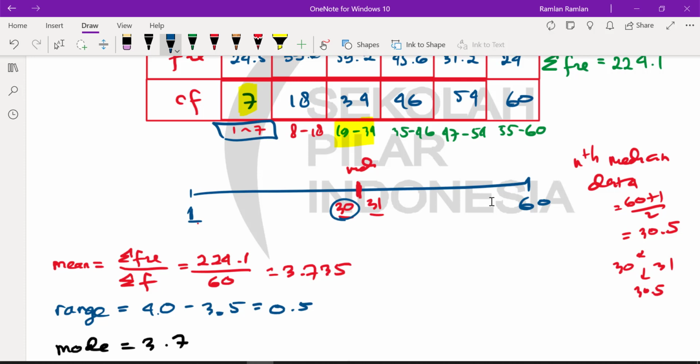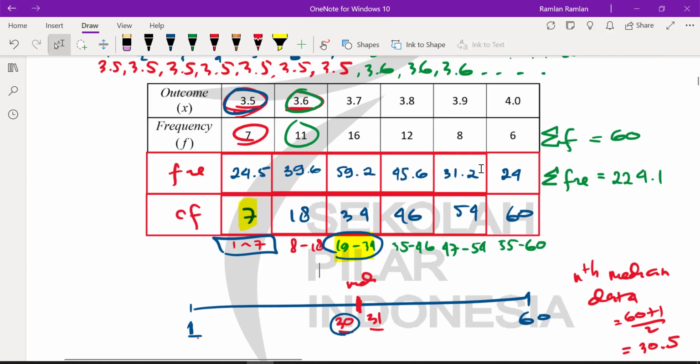So data number 30 will be over here because in this set of data, like this one here, right, that will be data number 19 until data number 34. It will be data number 19, data number 20, data number 21, 22, 23, and so on, until data number 34 is this guy over here, 3.7.